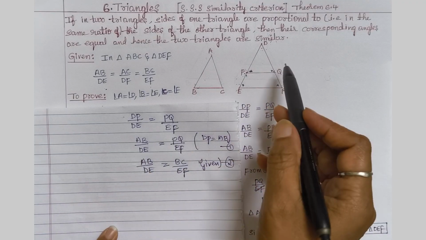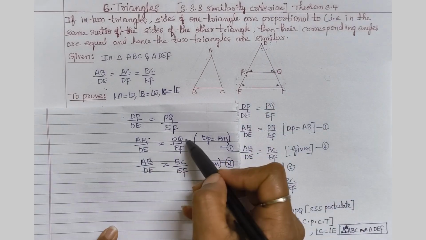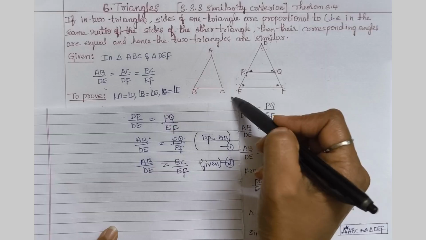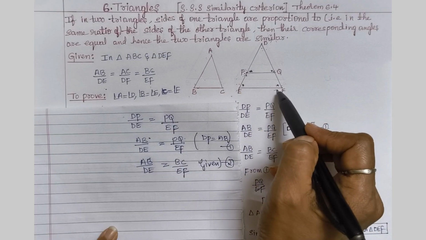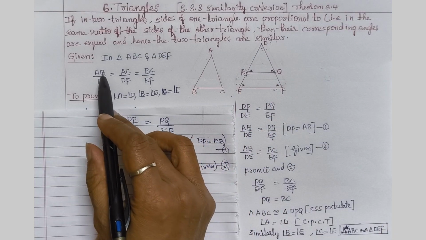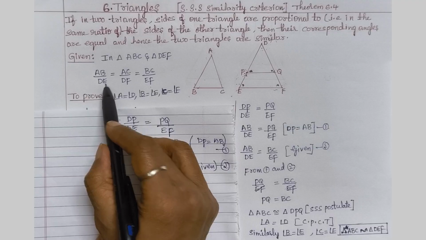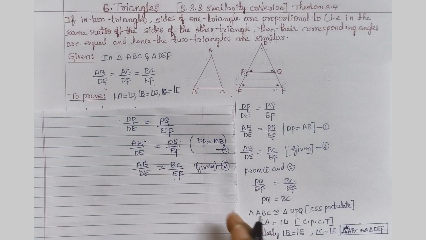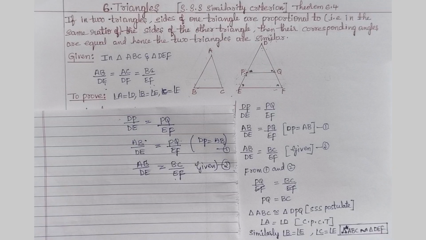Now see here, AB by DE is equal to, at this place we are taking AB. AB by DE equal to PQ by EF. Next we will go with the given. Given, what is there? AB by DE is equal to BC by EF. This is the given. Now you take the second equation.